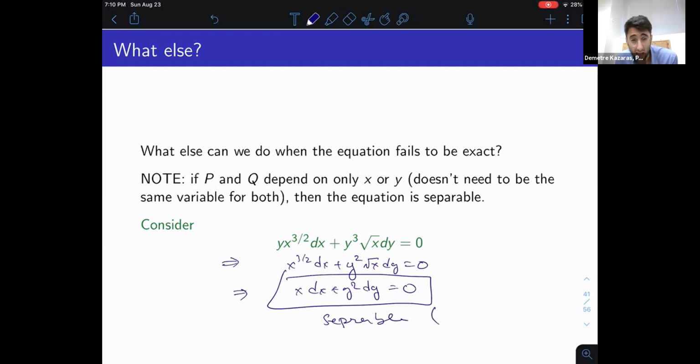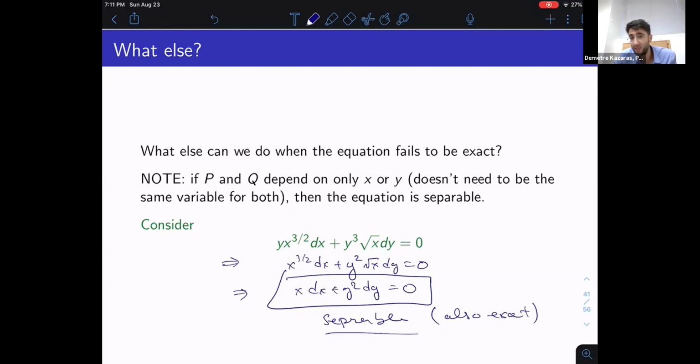Also, it will be exact. This is also exact. So you could use any of the methods that you could think of it as exact and then use our technique that we described to solve exact equations, or you could think of it as separable. Probably I would suggest doing that because separable things are easier. You just need to integrate and not think about auxiliary function or anything like that.